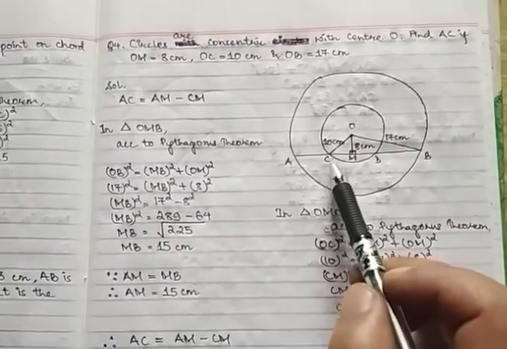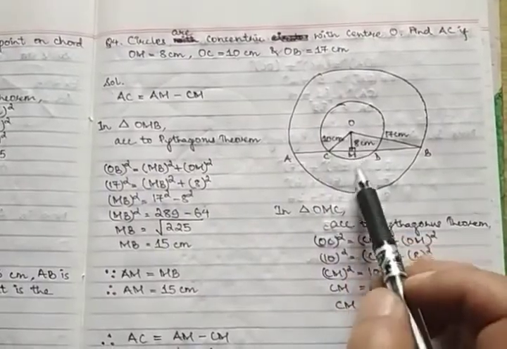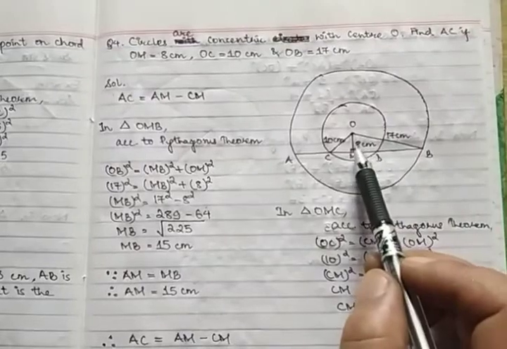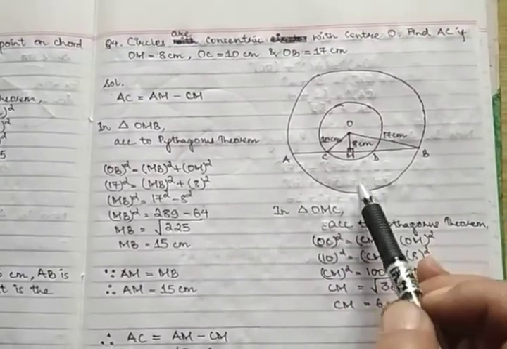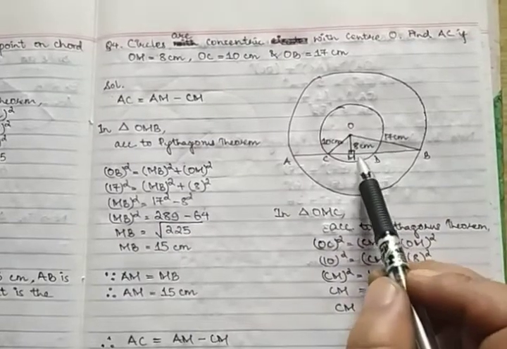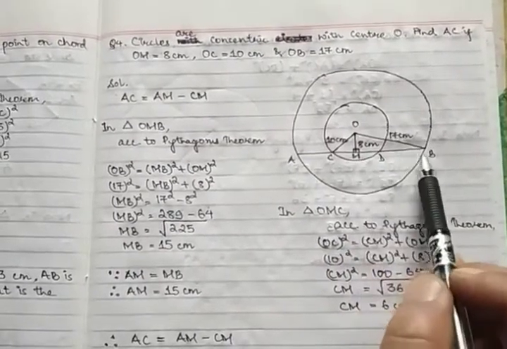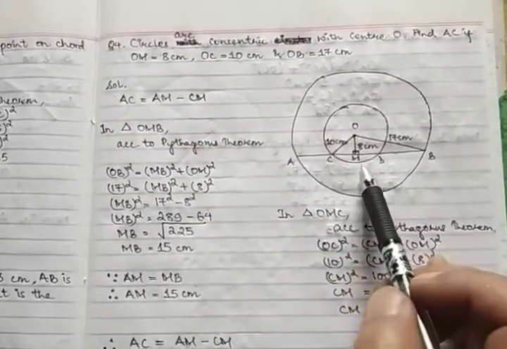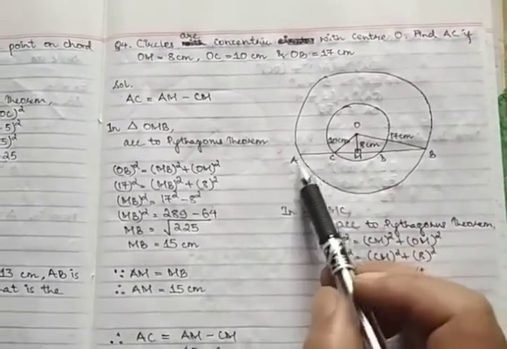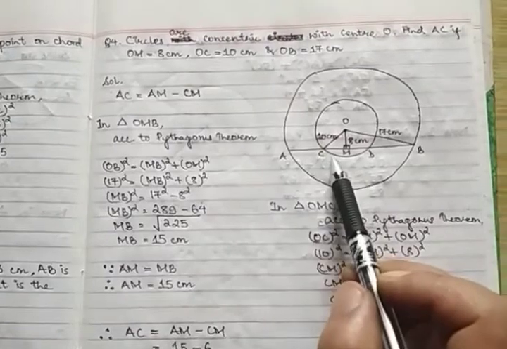So if I take OMB as the triangle, for triangle OMB the hypotenuse is given, the perpendicular is given, all we need to find is the base. And for the smaller triangle also, at that time I will be getting the value for MB from the bigger triangle, isn't it? Now I know that MB is equal to AM, isn't it?